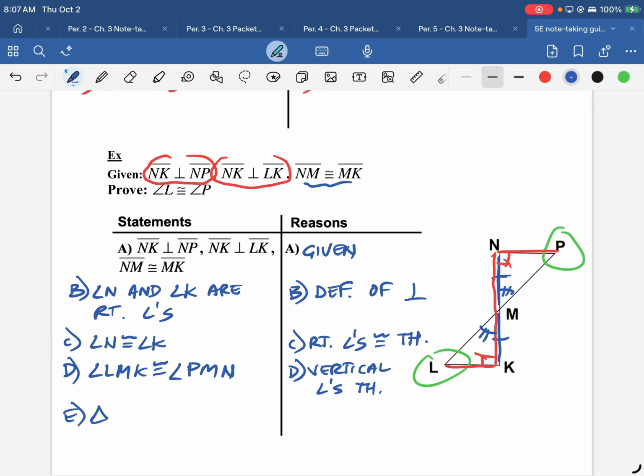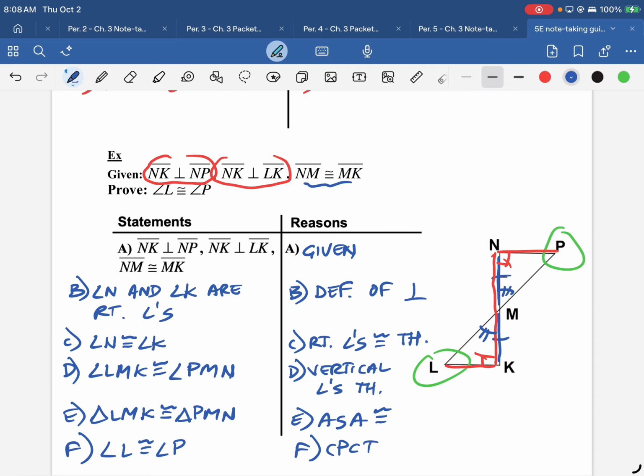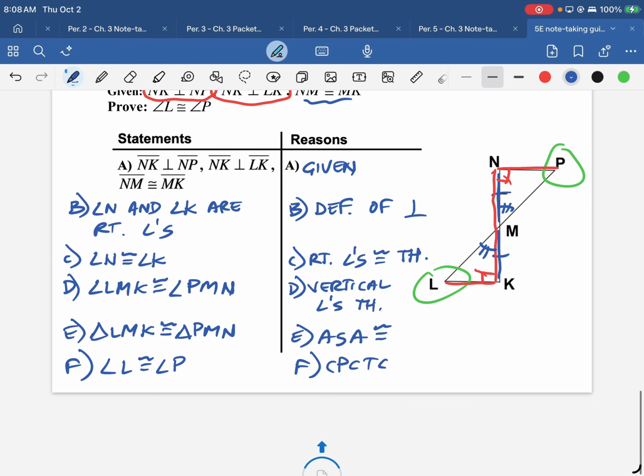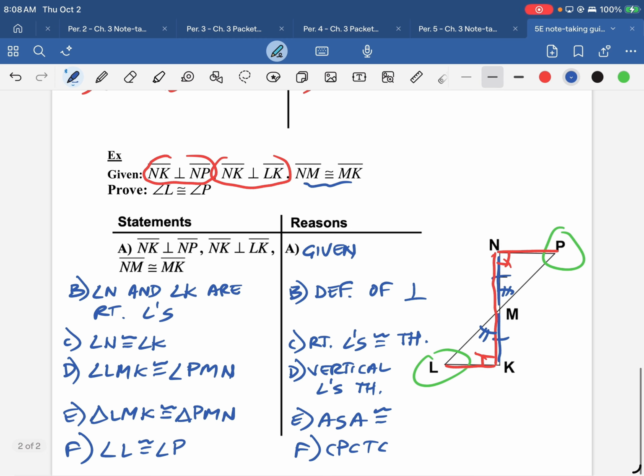So I'll say the bottom triangle LMK is congruent to triangle PMN. And make sure you get the corresponding letters in the same positions here. This is ASA, angle side angle triangle congruency theorem, okay? And now finally I can finish the proof. Now I can say, okay, now that those triangles are congruent, then angle L is congruent to angle P. This would be by CPCTC, okay? I think that's the end of the section, and I'll see you next time.